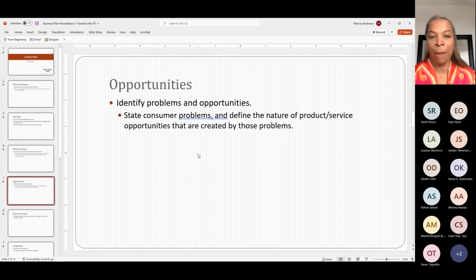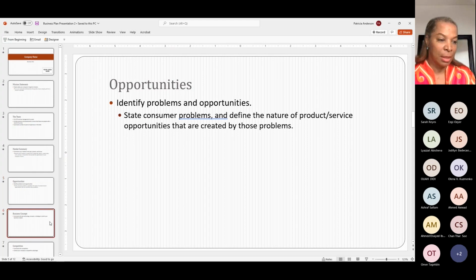So you want to look at opportunities. That means that there's a gap. Last week, we talked about a gap analysis. So you want to notice that we have a bunch of people that are not being serviced, or a bunch of people that don't have access to this specific product.